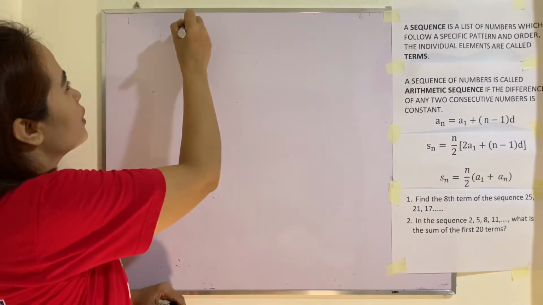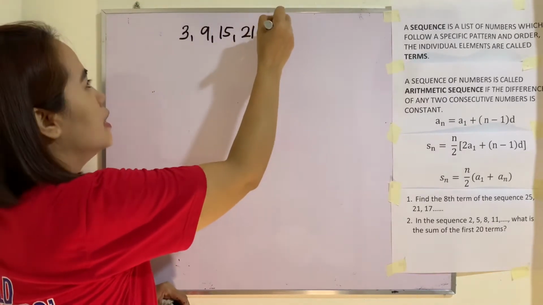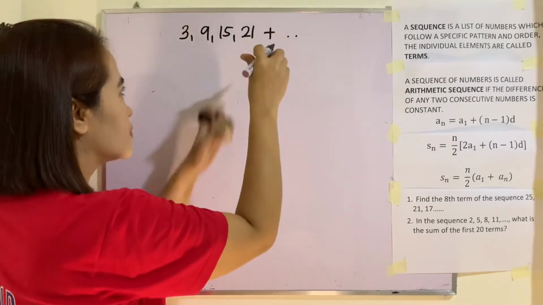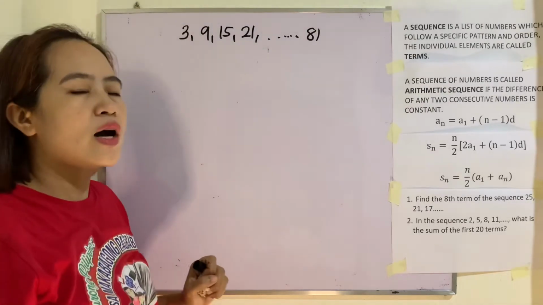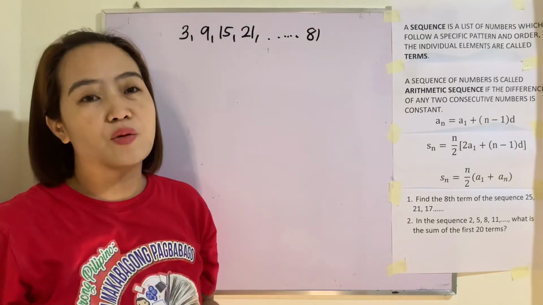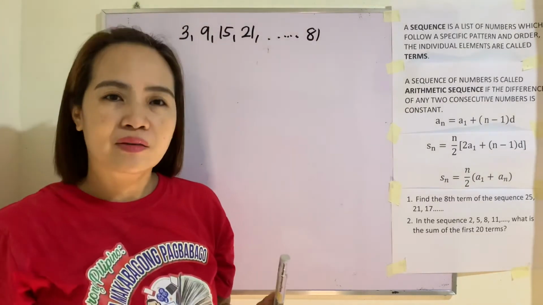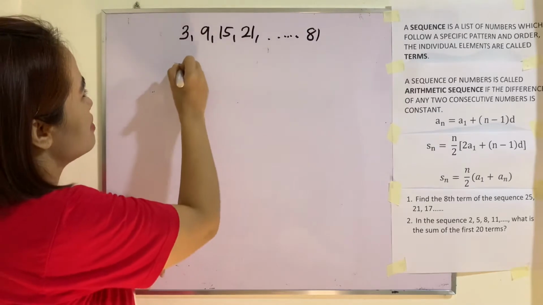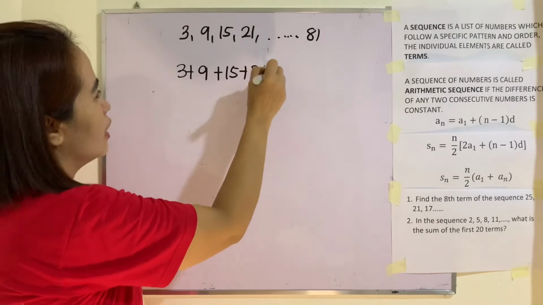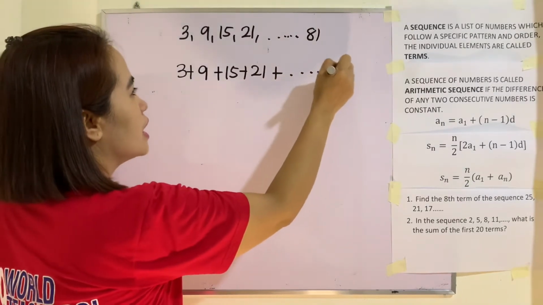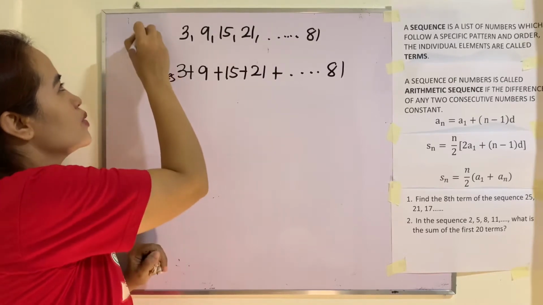Say for example, we have 3, 9, 15, 21, and so on. Okay, so this one is an example of a sequence. Take note that the terms are separated by commas. Now, if you want to make this a series, this one will become 3 plus 9 plus 15 plus 21 plus 81. This one is a series, and this one is a sequence.